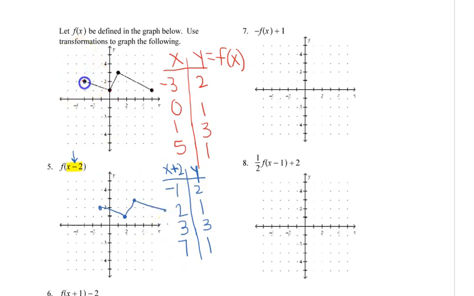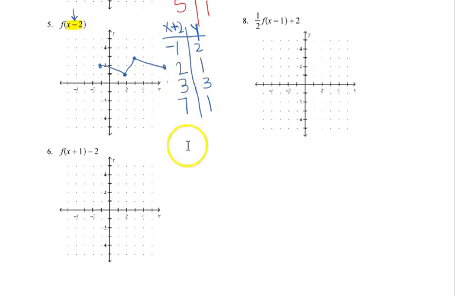That this point right here, we moved over 2 units, and that's where that point came from. This point moved over 2 units, and that's where this point came from. So that's why I was saying if you don't like the table, you can just physically see and move the points around. That's going to be perfectly fine.